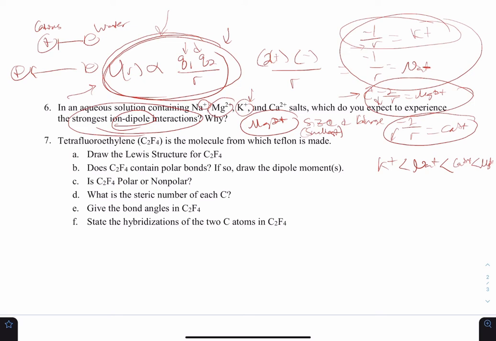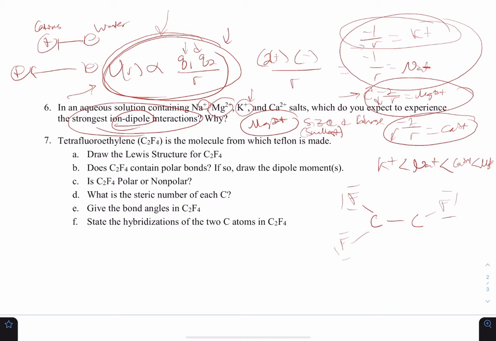All right, last one. Number 7, tetrafluoroethylene, C2F4, is the molecule from which Teflon is made. A says draw the Lewis structure for C2F4. First of all, I'm going to assume that carbon are the two center atoms because they can make the most bonds. So I'm going to make a bond between them, and then I'm going to attach two fluorines on both sides, and see if it works out.